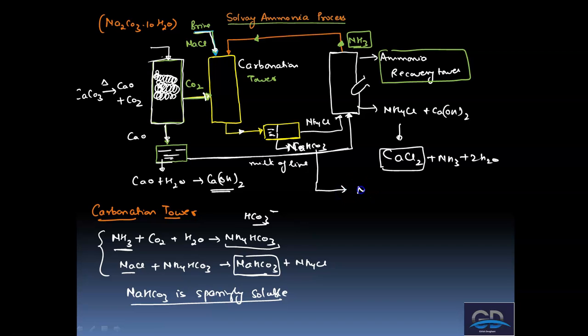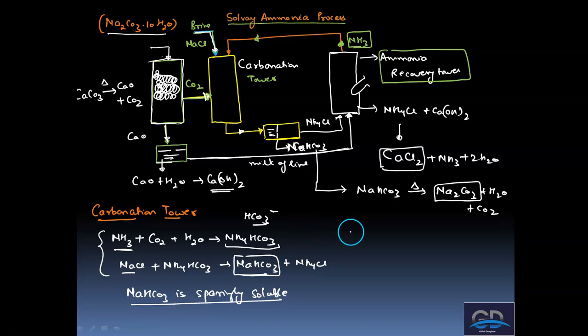And then NaHCO3 on heating will give us Na2CO3 plus H2O plus CO2, right? So that is the flow chart of this particular reaction. That is how we get sodium carbonate preparation on an industrial scale, right?